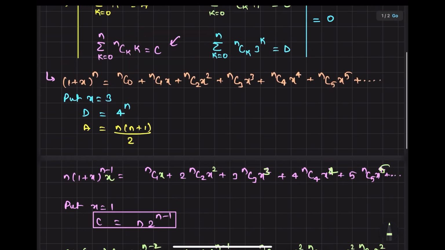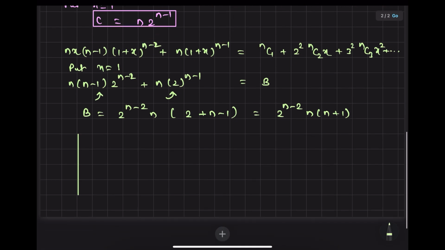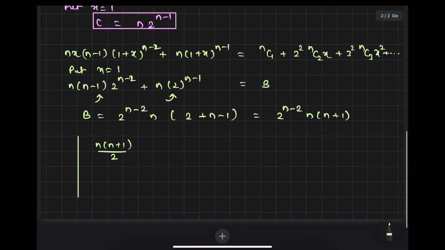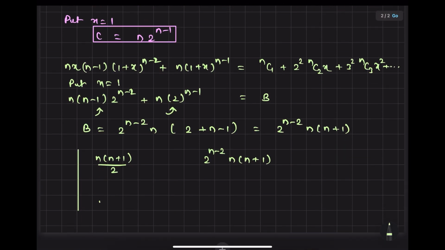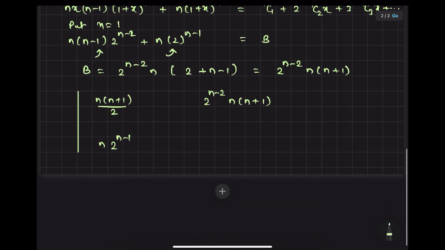So who is your A? A is n into n plus 1 by 2. Who is your B? 2 power n minus 2 times n plus 1. Okay. Now who is C? Yes, C. So it is n times 2 power n minus 1. And then who is D? 4 power n. Correct? So the determinant of this, they are saying it will come out to be 0.